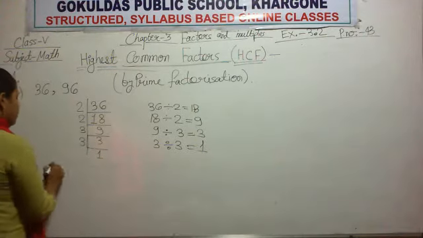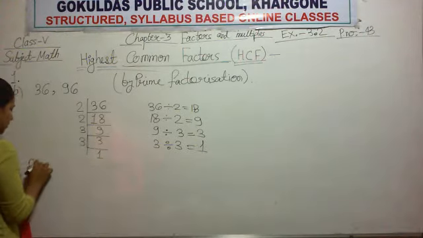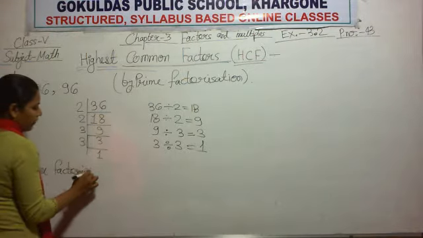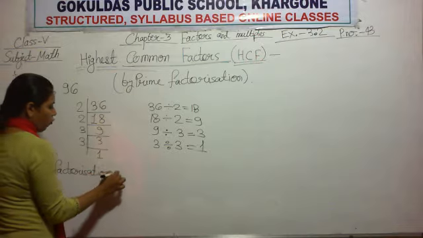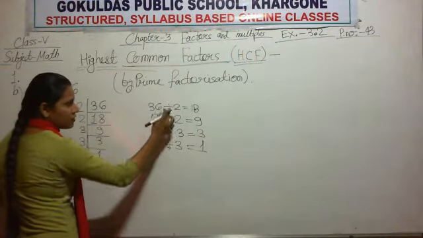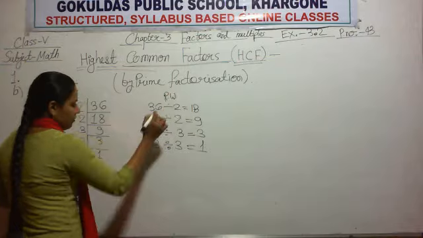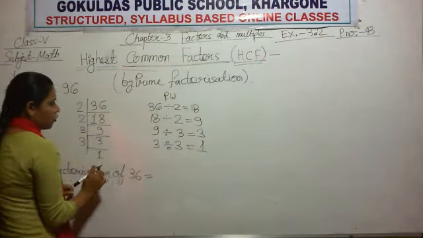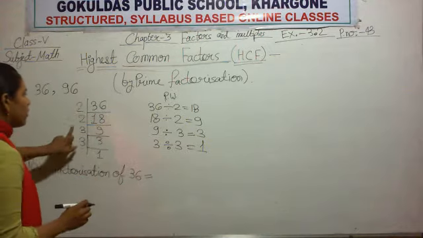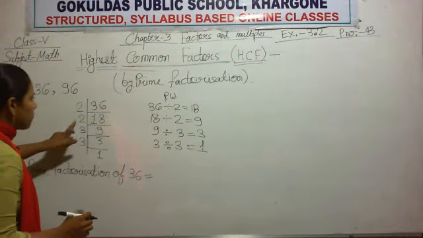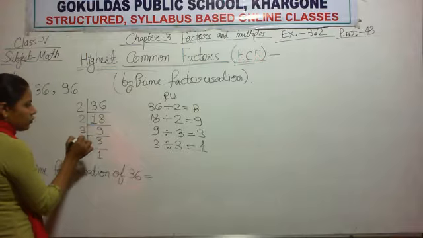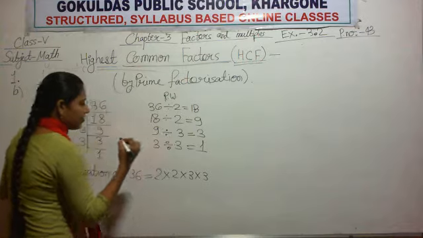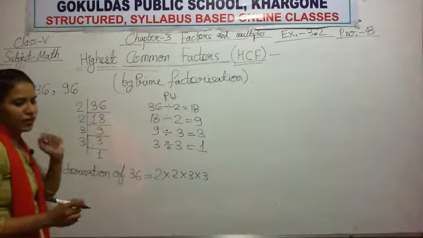Now we can write the prime factorization of 36. All this is your rough work, okay? In the previous exercise we have done this. So prime factorization of 36 will be the multiplication of these prime numbers. So 2 multiplied by 2 multiplied by 3 multiplied by 3 is the prime factorization of 36.